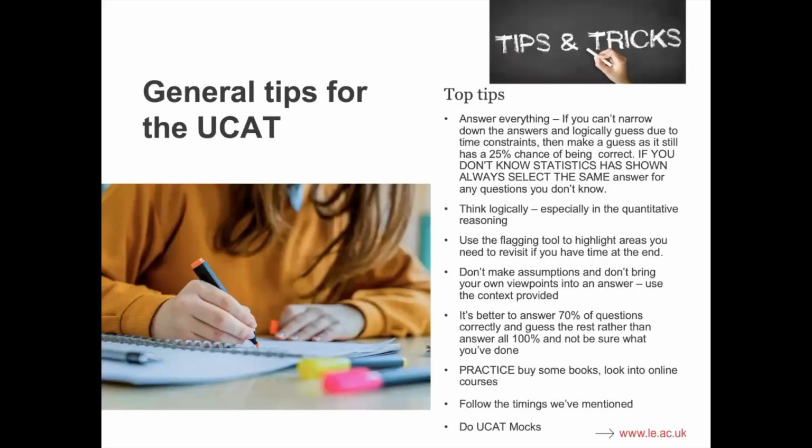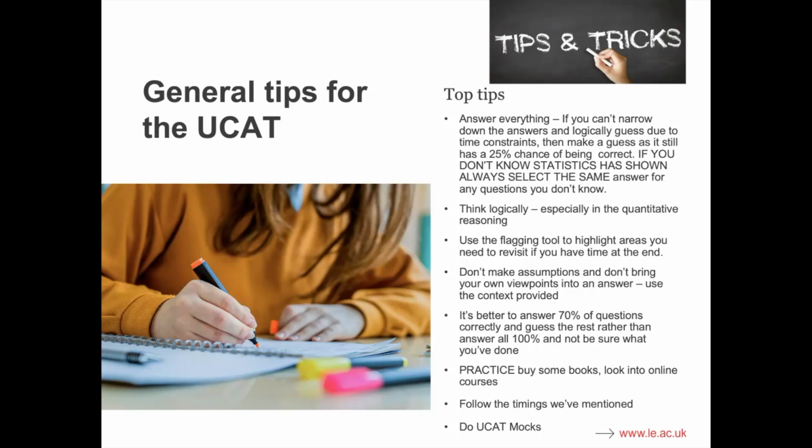Talking about some general tips for the UCAT, make sure you answer everything. If you can't narrow down the answers due to time constraints, make sure that you make a guess, as you still have a 25% chance of being correct. If you didn't already know, statistics has shown that always selecting the same answer for any questions that you don't know will likely give you the most correct response. Make sure that you think logically, especially in quantitative reasoning. Use the flagging tools to highlight areas that you need to revisit at the end if you have time.